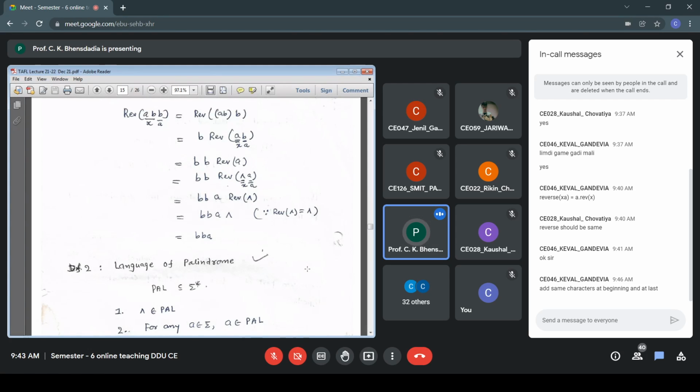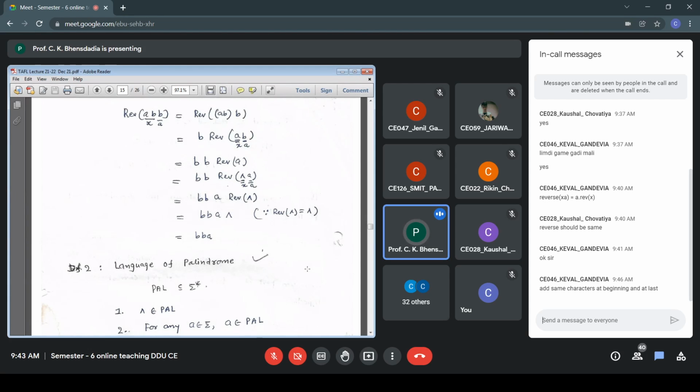Exactly, Keval. Add the same character at the beginning and at the end. So take a string that is a palindrome, take X that is an element of PAL, and then put a symbol A where A belongs to sigma. A means A and B in our example; we are taking A as a variable. Take a symbol, put it at the beginning and at the end of a string already known to be a palindrome. Formally we write that as: let X belong to PAL, and A belong to sigma. Then AXA belongs to PAL.